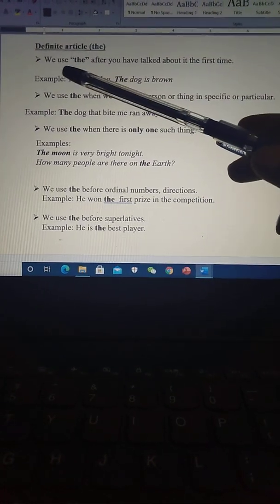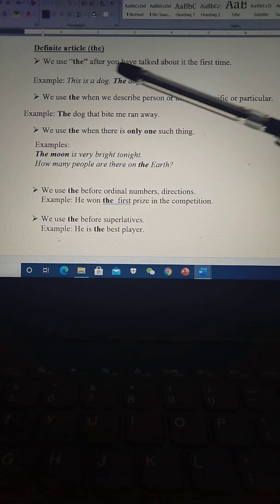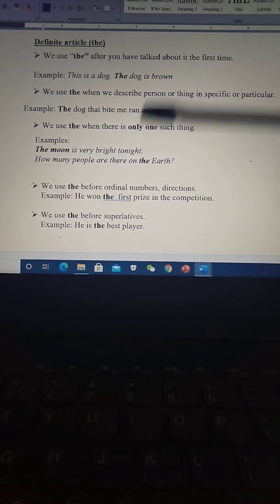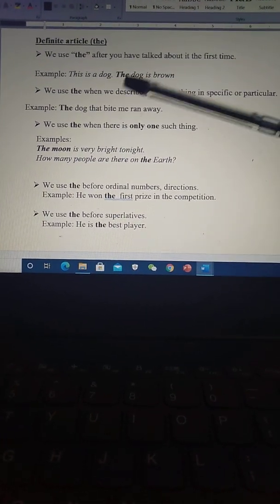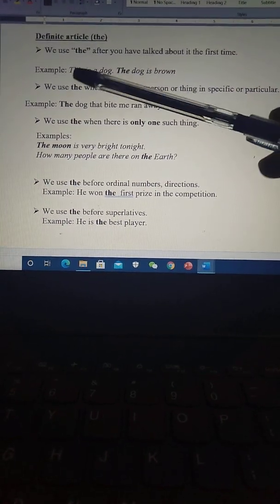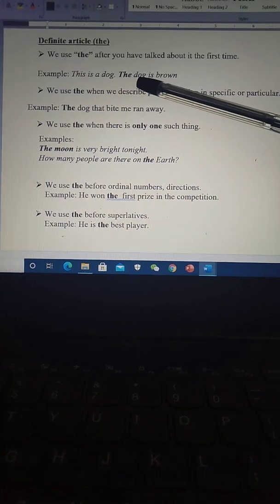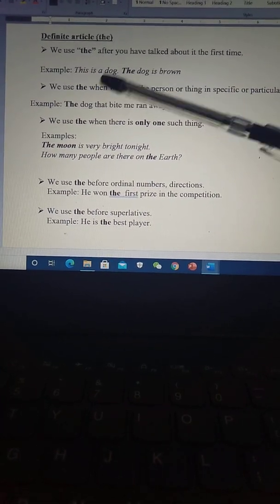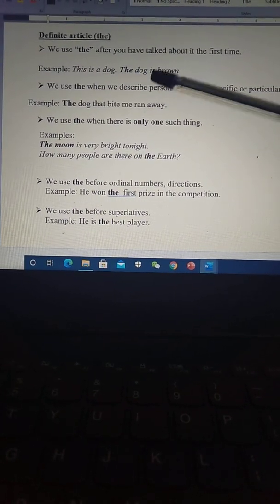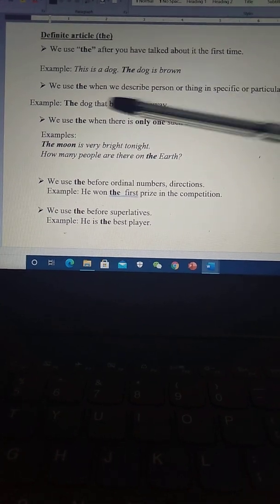The first rule is we use the after you have talked about something for the first time. We are using the when we are talking about it again after the first time. For example, this is a dog. The dog. Because we have already talked about the dog. The dog is brown.